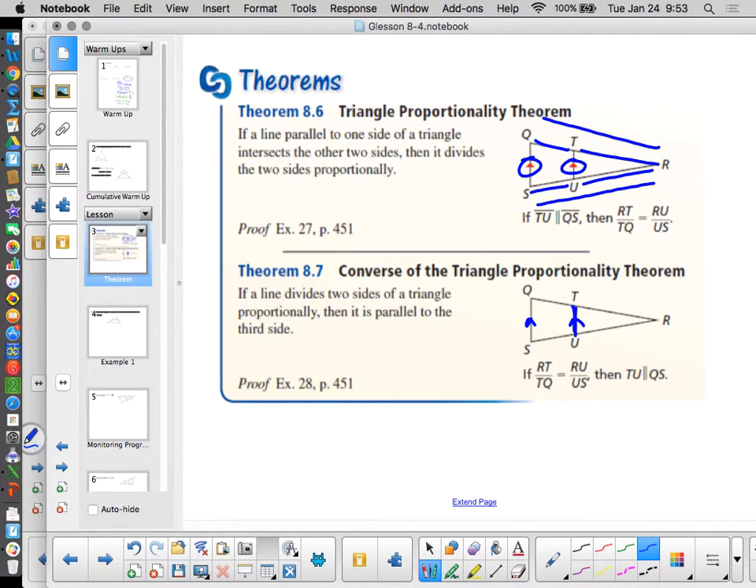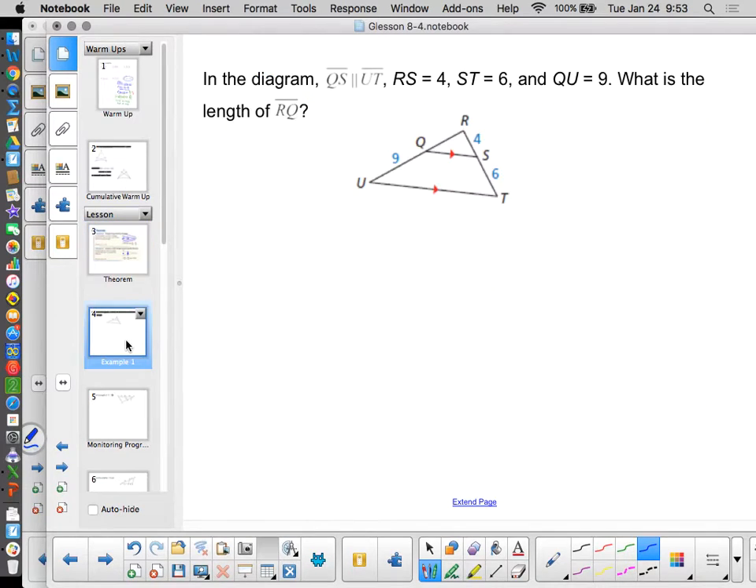In other words, everything works exactly like you think it should in the picture, and everything will set up exactly the way you think it should. The biggest thing to remember is you have to think proportionally, not with a linear relationship, but with a proportional one. So very simply here, it says find the length of RQ.